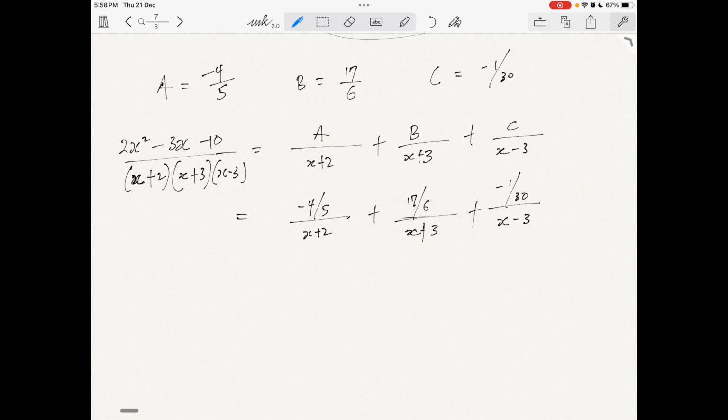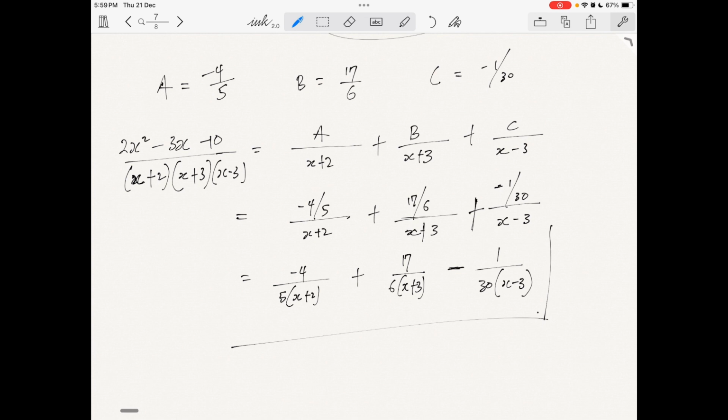So let's try to make it all linear. Okay, that's to be interesting. So let's bring the 5 to the denominator. That's minus 4 divided by 5 over x plus 2. Then let's bring the 6 to the denominator. That's 17 over 6 into x plus 3. And let's bring the 30 to the denominator. That's 1, minus 1. This minus will have affected this plus. Minus times plus will give us minus. So that's minus 1 over 30 into x minus 3. Now this will be the answer to the question.